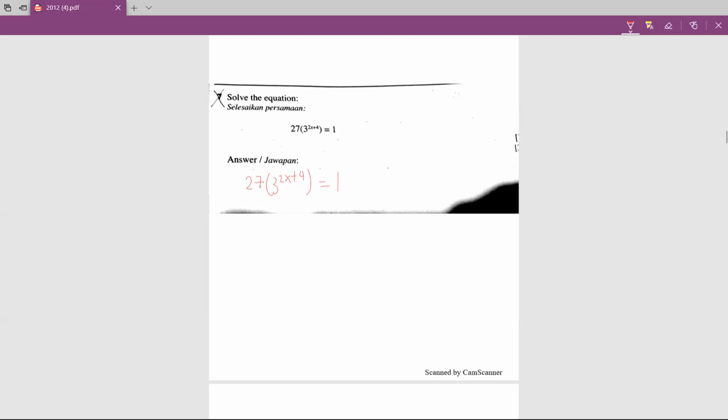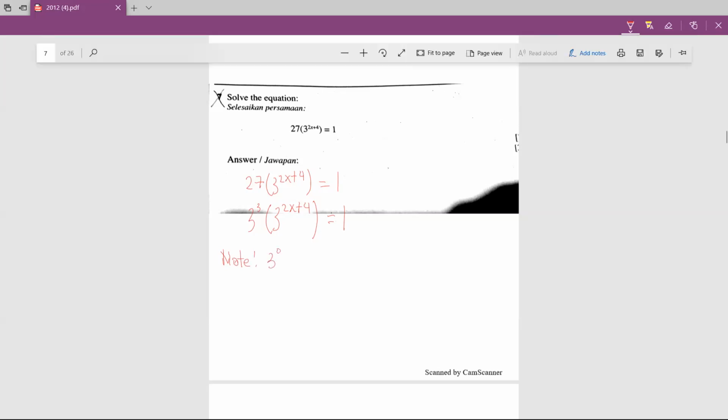So, 27 base 3. How do I do that? Simple. 3 to the power of 3. Kita akan dapat 27. Bracket 3 2x plus 4 equals to 1. How do I make 1 base 3? Simple. Note again.